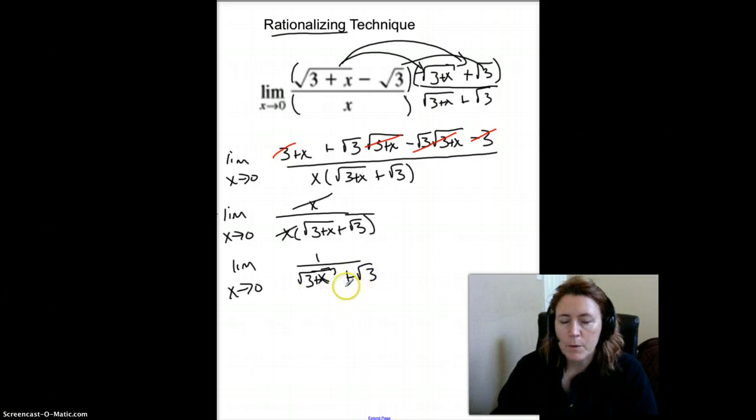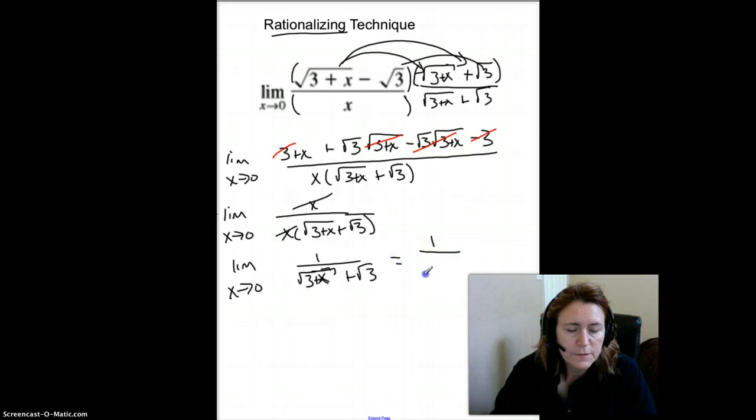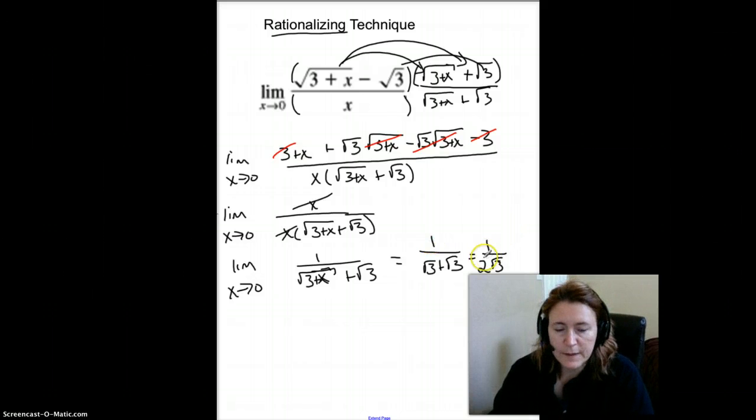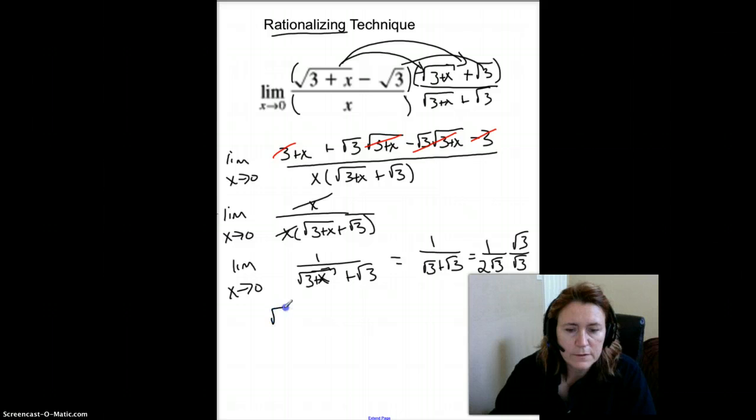Now we no longer have a problem with the denominator being 0, so I can simply plug in. So this is 1 over the square root of 3 plus the square root of 3, or 1 over 2 square root of 3. Now, on the AP test you won't have to simplify, but in class you will. So get rid of the radical in the denominator. So this is the square root of 3 divided by 6.